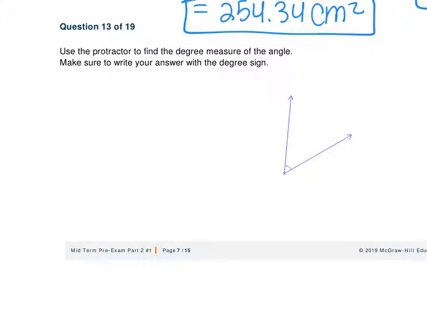Question 13, if you use a protractor, remember to line it up on this point and then your line here. It's an acute angle, and I got it when I measured it with a protractor on my paper. I can't measure it with a protractor on here, I don't have that ability, but it measured to be about 55 degrees.